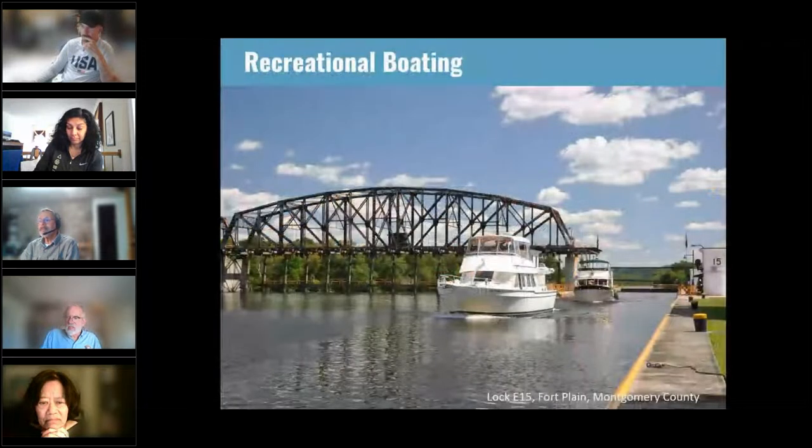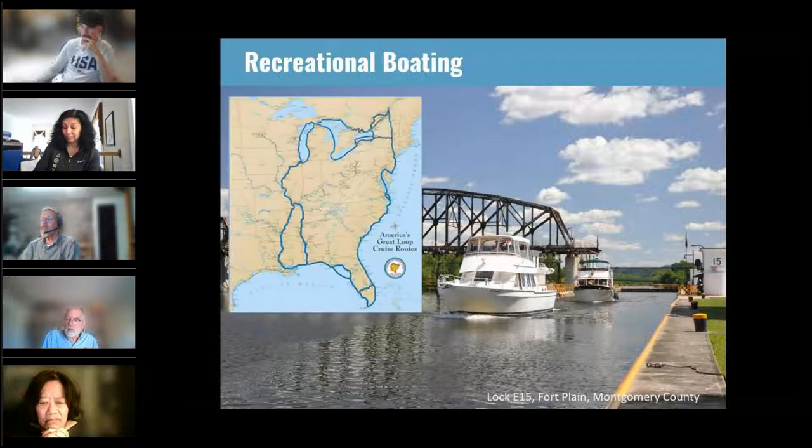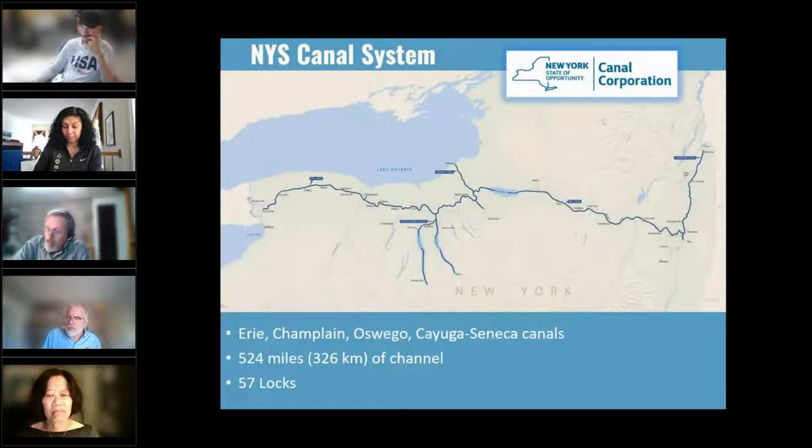But since the 60s, the shift has really been to recreational boating. The canal system is part of America's Great Loop, which at any given year, they claim there's about 3,000 boats that are making the loop throughout Eastern North America. It is the system, which is actually made up of four branches. Most people know about the Erie Canal. Let's see if my pointer works.